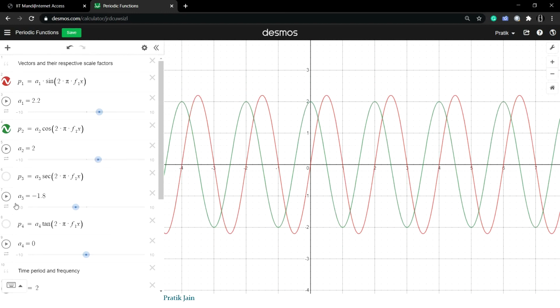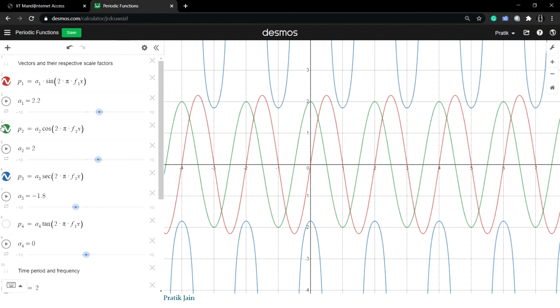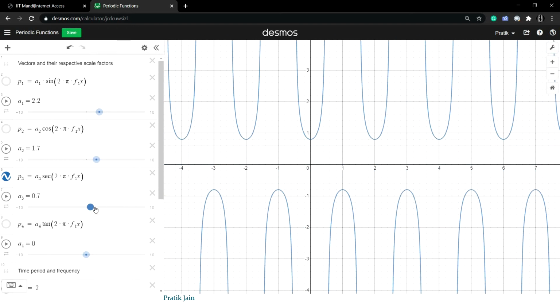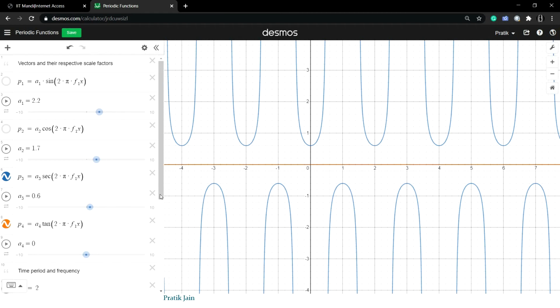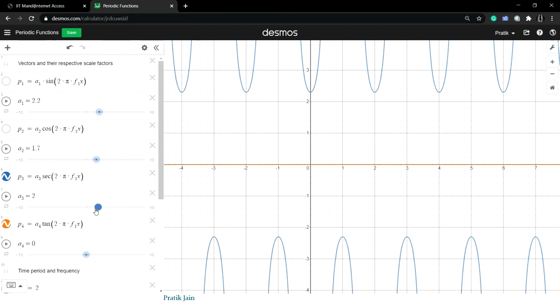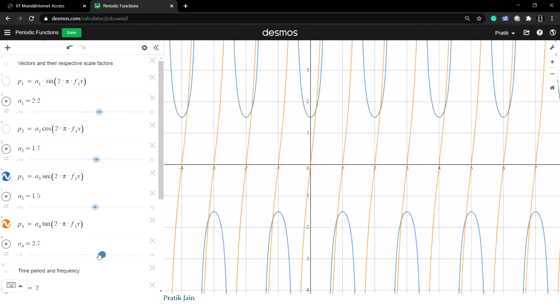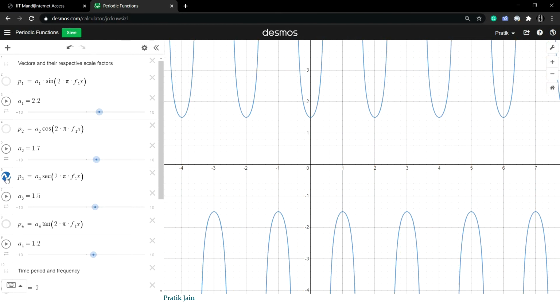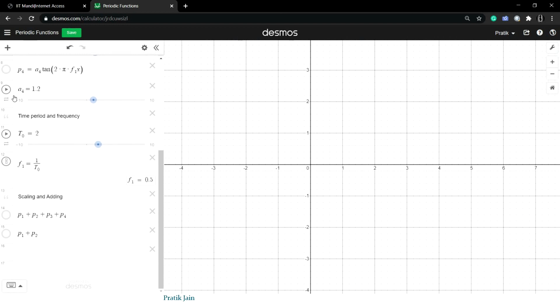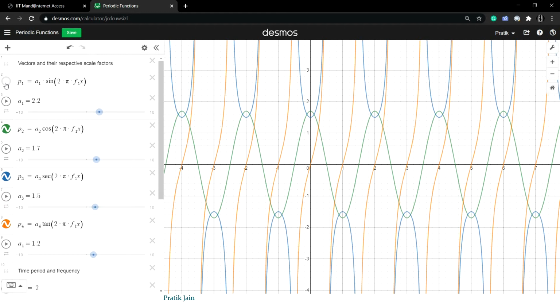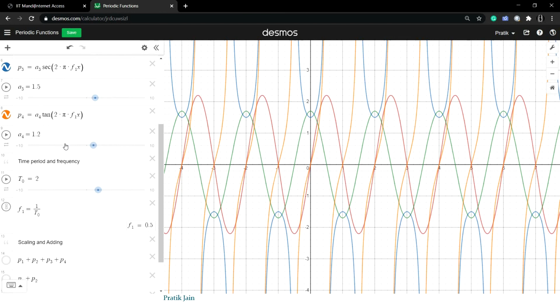Then I show you a sec wave. Let me just remove these. This is how a sec wave looks like, and here is its amplitude. Then you have the tan wave. This is how the tan wave looks like, and this is the time period. Let me show you all the waves now. These are the 4 waves that I'm going to show you.